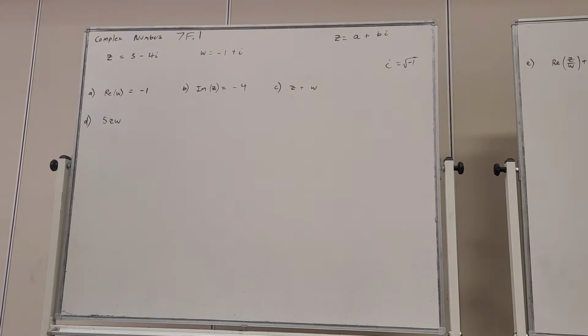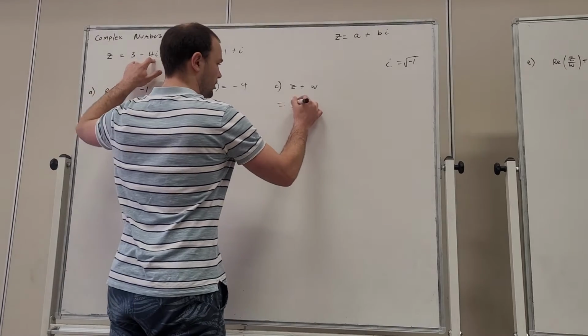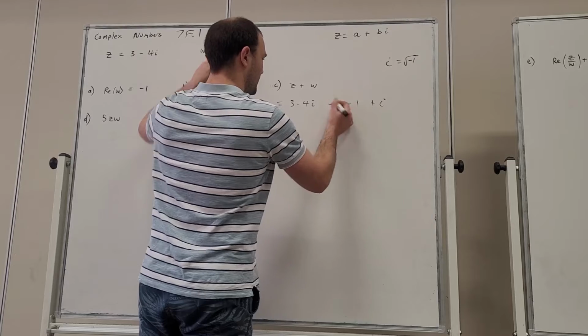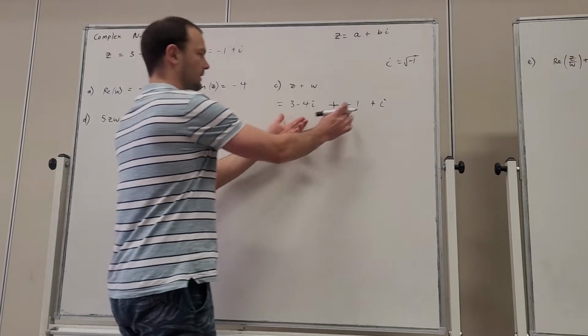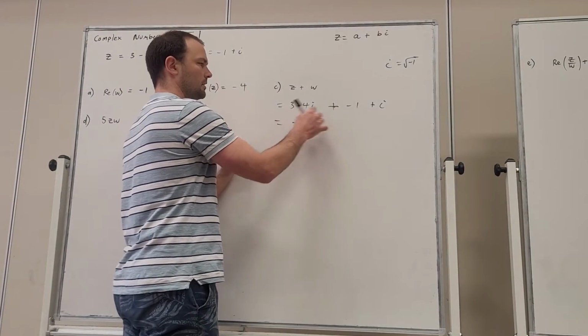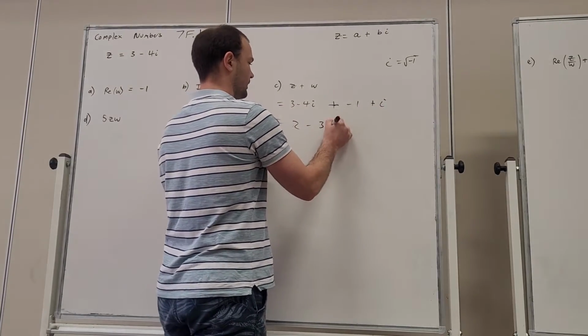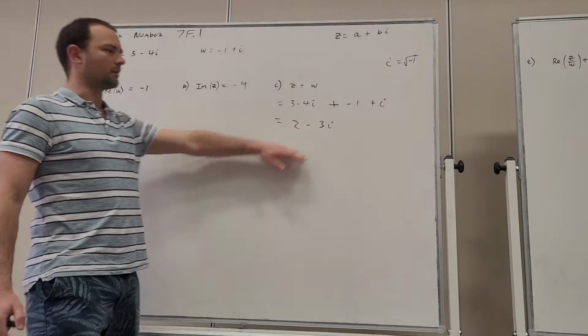If we are going to add complex numbers together, we add the real parts together and we add the imaginary parts together. So it's going to look like this if we write it out. Then it's going to be 3 take 4i plus -1 plus i. And then we're going along and just collecting like terms. The real components are like terms, so we can add them together. 3 take 1 is 2, and -4i plus i is -3i. So when we have complex number Z plus the complex number W, the result is 2 take 3i.